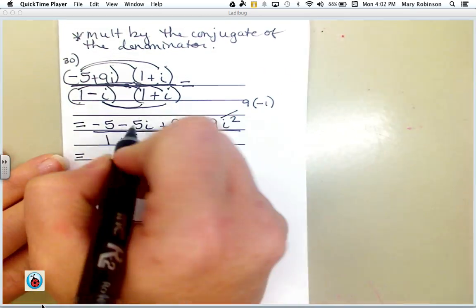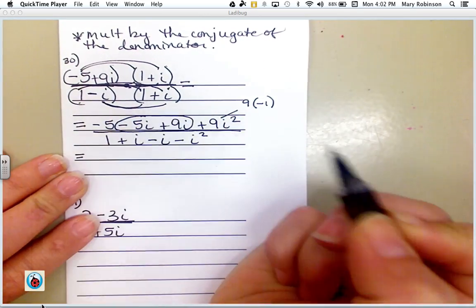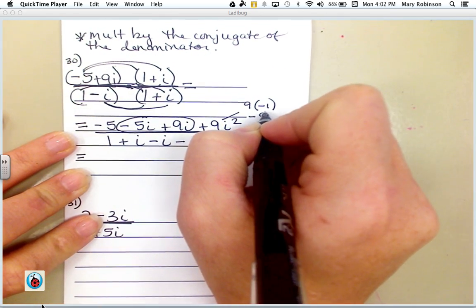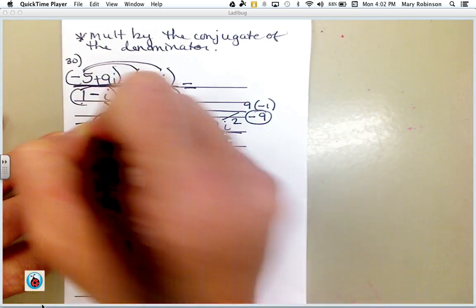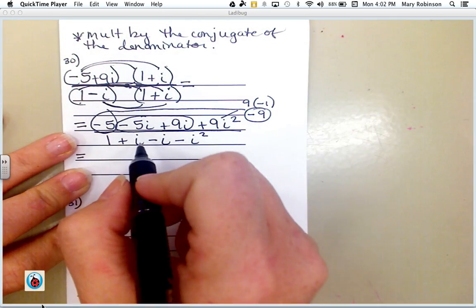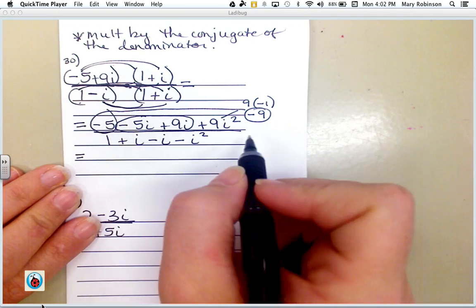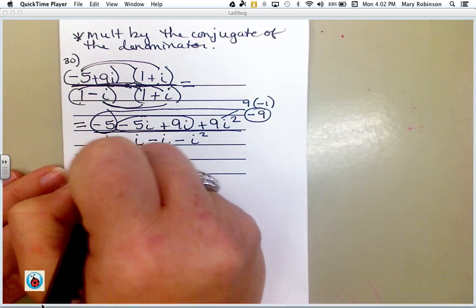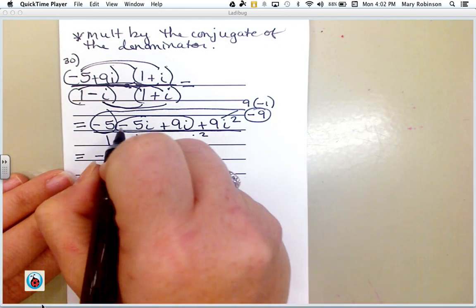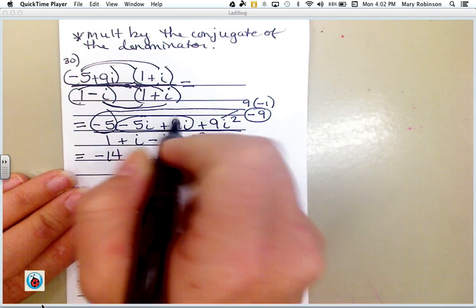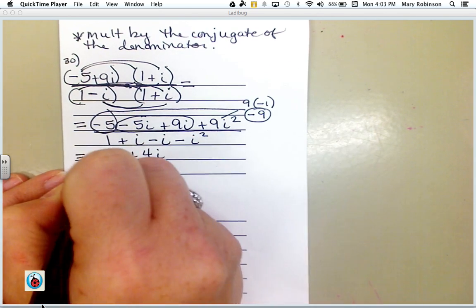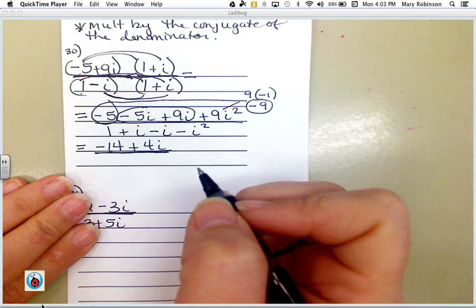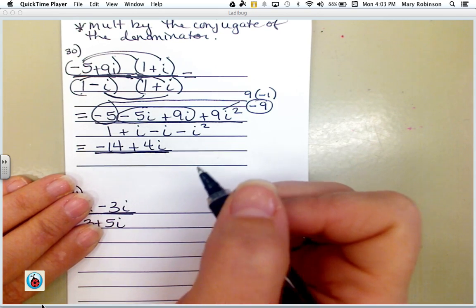So that means I'm looking here at i terms that I can combine, but this 9 times negative 1 gives me negative 9, which I can then combine with my negative 5. Remember that we always state the real part first, then the imaginary part. So negative 5 minus 9 is negative 14, and negative 5i plus 9i is positive 4i. And that takes care of our numerator. So really just using polynomial multiplication here.